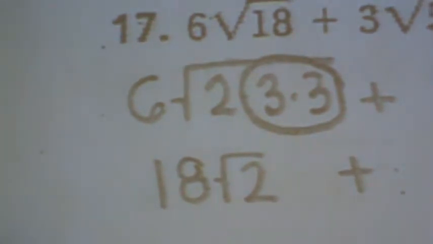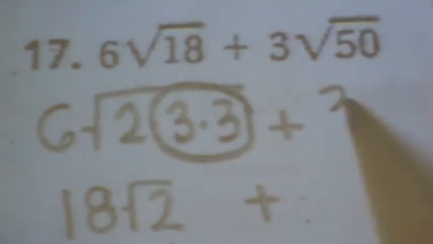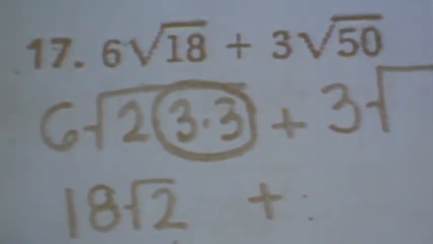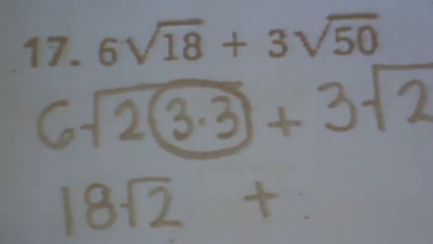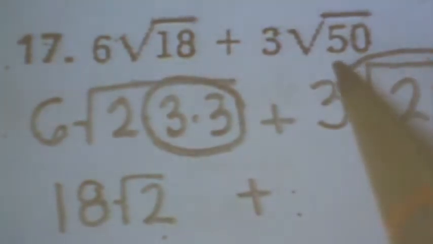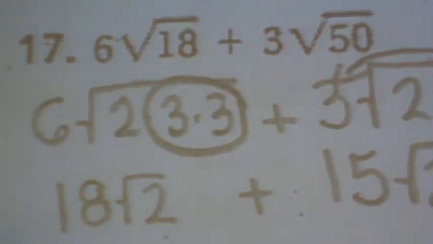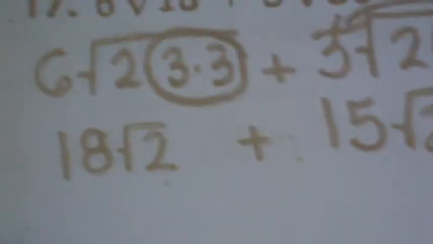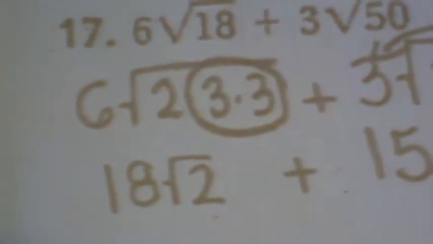Wouldn't it be 18 root 3? Oh, never mind, I'm sorry. Nope, the 3 comes out, and you're left with a 2 underneath. Okay, what about this 3 root 50? How can you break 50 up? 5 times 5 times 2. So we're going to pull the 5 out, and what do you do with that 5 and the 3? 15. Multiply them. You multiply 3 times 5, because you have a pair of 5s.